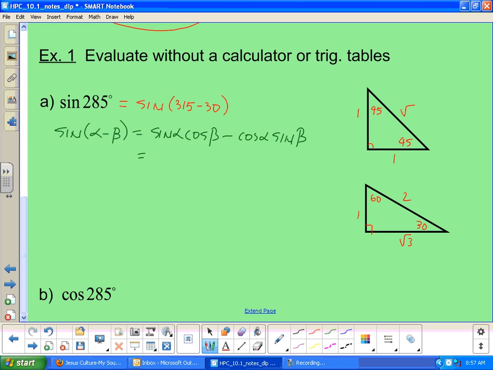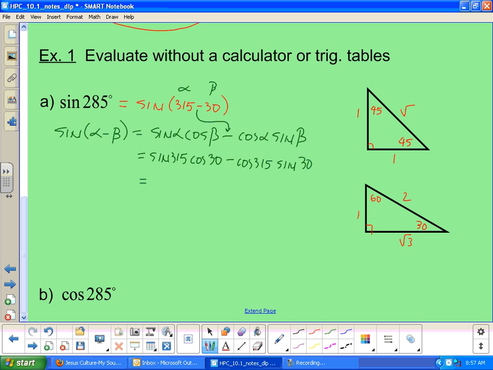All right. In this case, there's our alpha, and there's our beta. So we're going to have sine of 315, cosine of 30, minus the cosine of 315, and the sine of 30. Notice we're not using the negative. That's part of the 30 angle. The negative just translates to that value right there because of our odd identities.